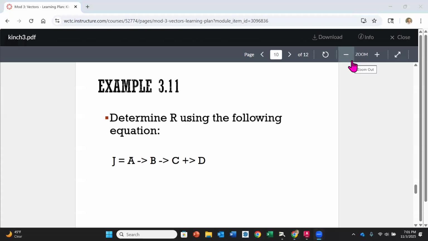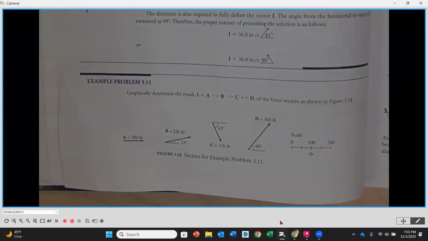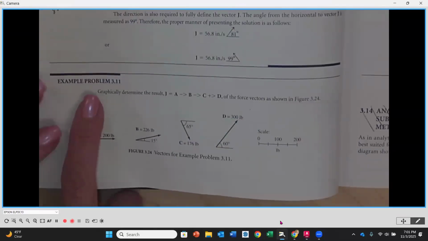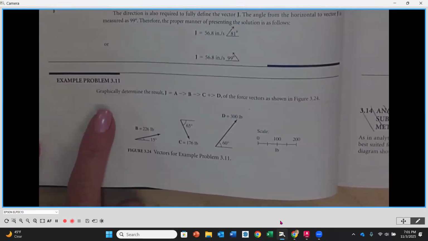Okay, the last example we're going to do this evening is going to be example 311. This is going to be another vector subtraction to determine a resultant, in this case, resultant J. So if we look at the bottom of page 56, we will find the problem statement for example 311.